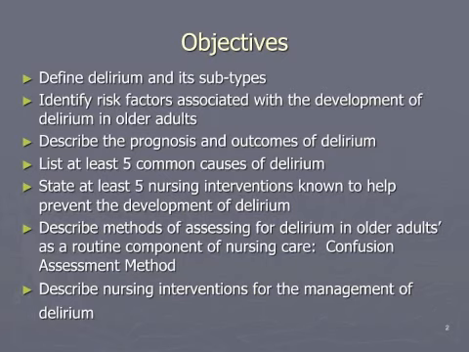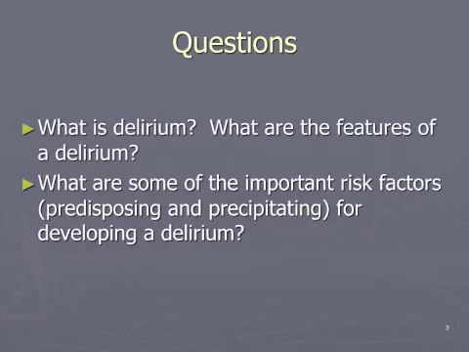And we'll be focusing on the confusion assessment method. And finally, describe nursing interventions for the management of delirium. The focus will be on acute care. So we'll start off with a few questions. One is, what is delirium, and what are the features of it? And the second question is, what are some of the important risk factors, predisposing and precipitating, for the development of delirium? And we'll start with a story of an older client.